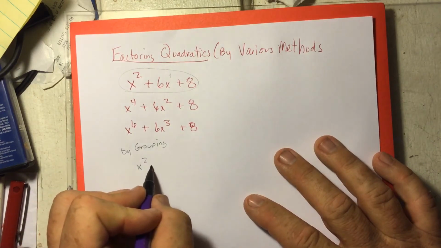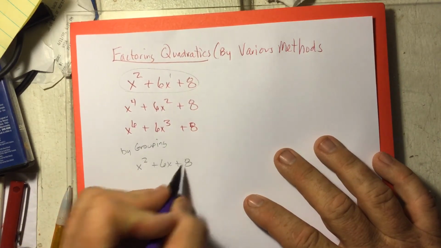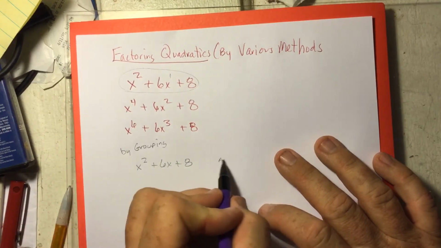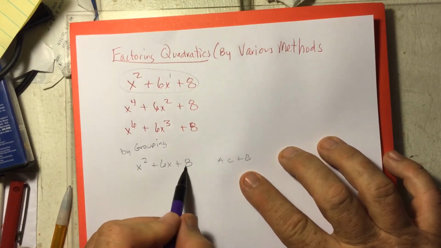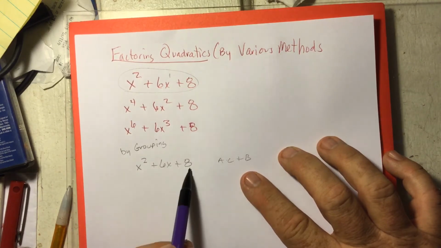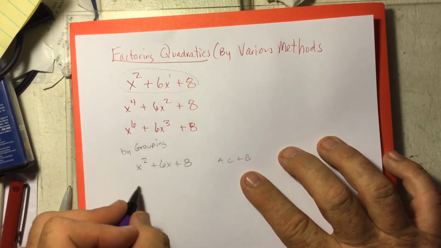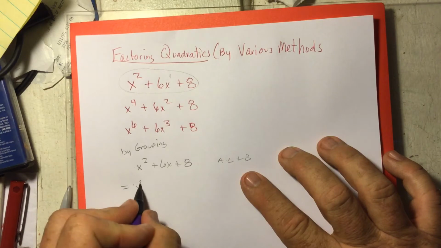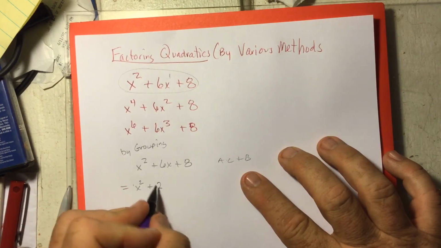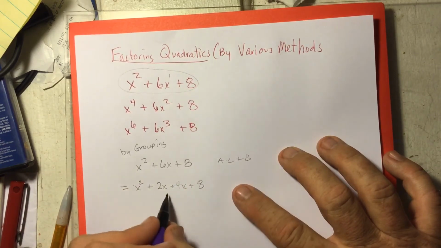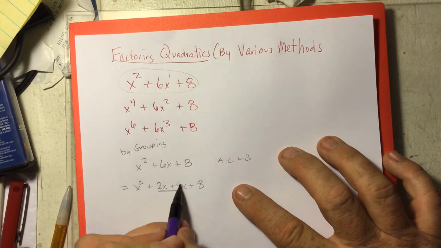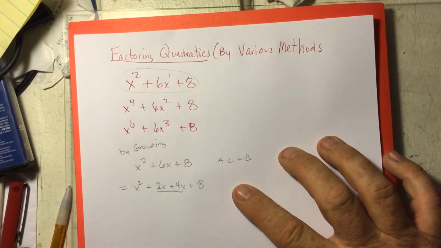So we're going to get x squared plus 6x plus 8. So remember, it's a times c, and it adds to make b. So a times c, 1 times 8 is 8. 2 times 4 makes 6. So if we take this and we go x squared plus 2x plus 4x plus 8. 2 and 4 right here: 2 times 4 makes 8, 2 plus 4 makes 6.